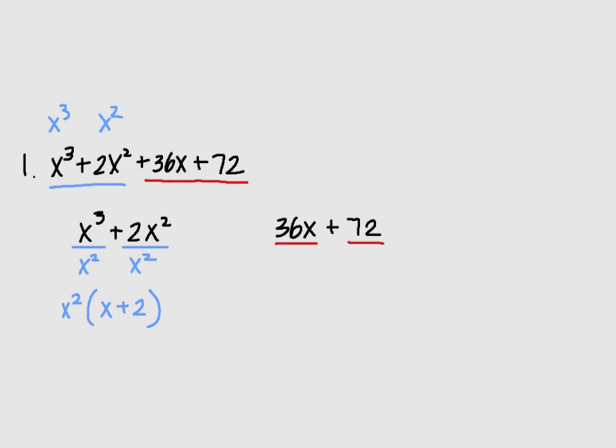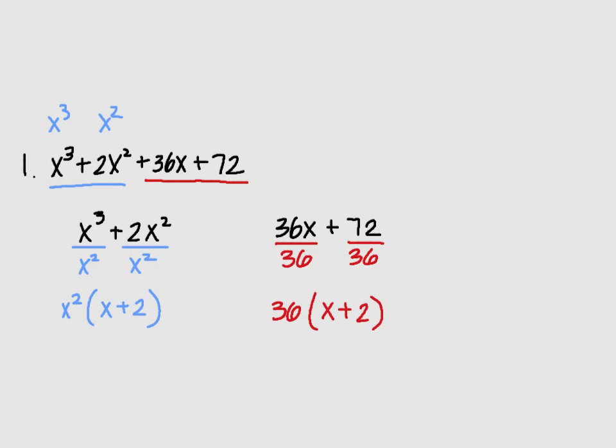However, looking at the numbers 36 and 72, what is a factor of both of those numbers? They are both divisible by 36, meaning that 36 is the greatest factor that they have in common. So if I factor out a 36 from both of those terms, 36x divided by 36 equals x, and 72 divided by 36 equals positive 2.